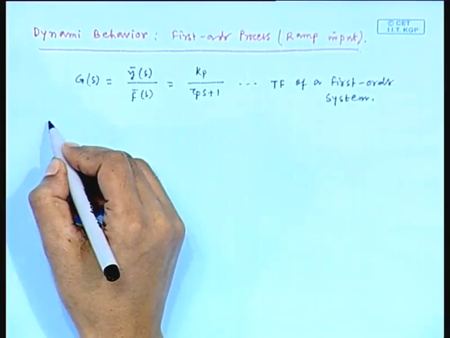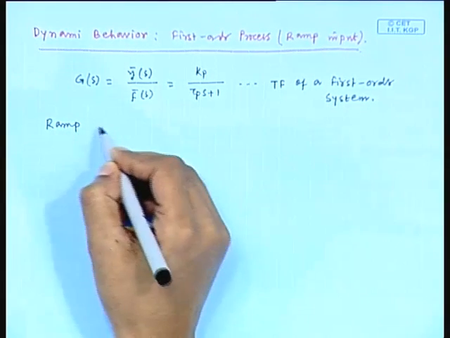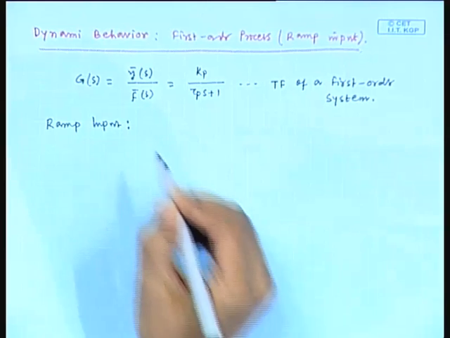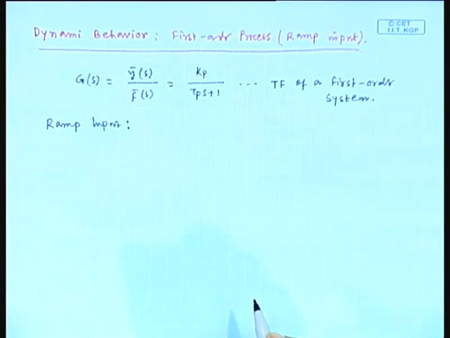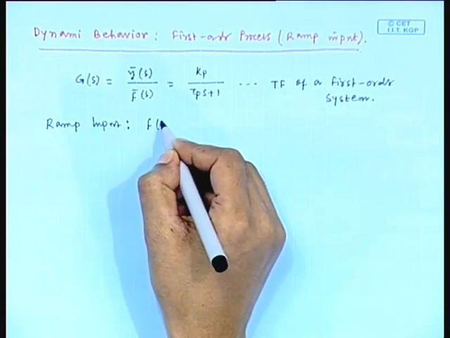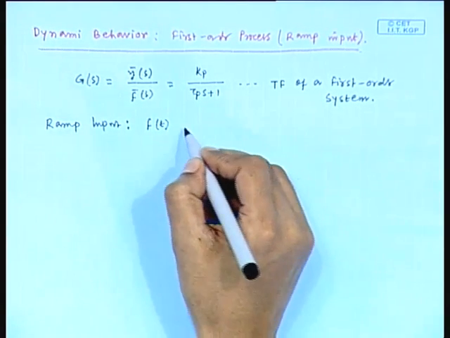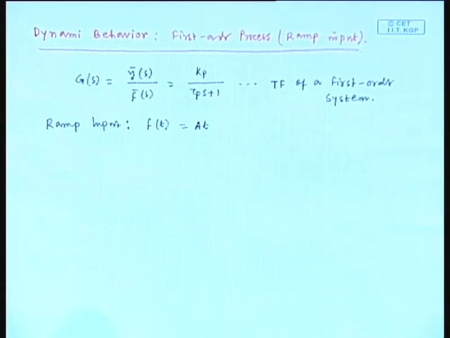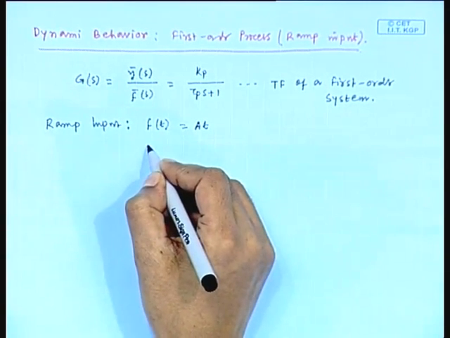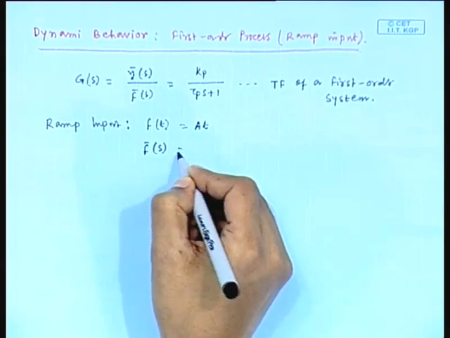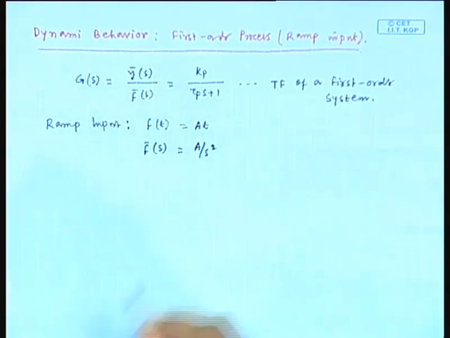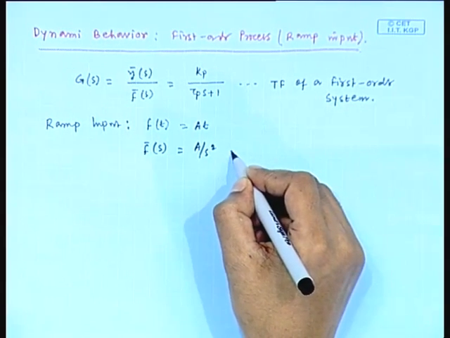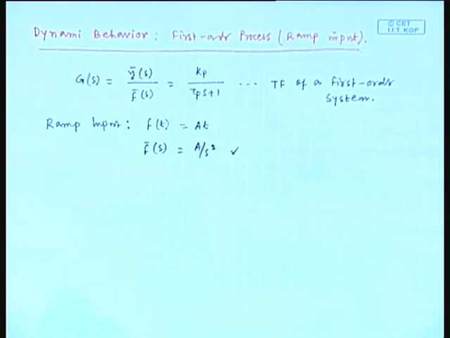Now, here we will consider ramp input. So, f is the forcing function, f is the input to this process. We will consider here f(t) equal to a t, and this is the ramp function. Now, in Laplace domain, in s domain, we can write this as a by s square. This is the form of ramp function in s domain.